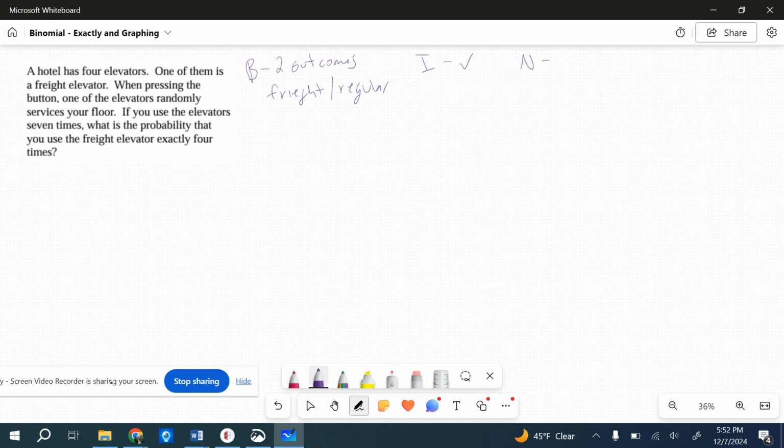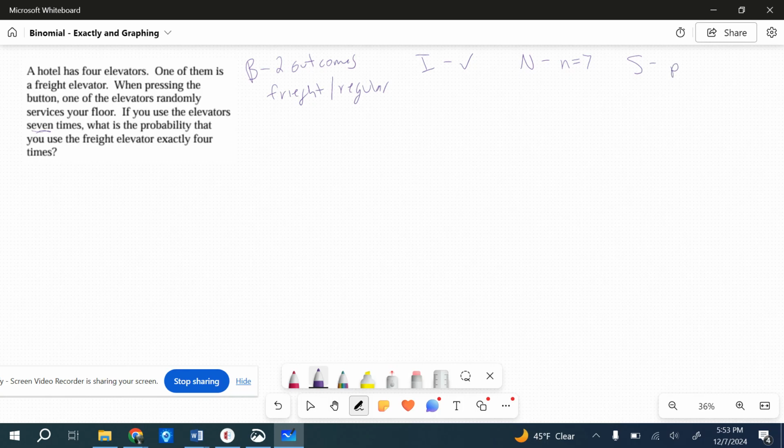N, is there a fixed number of trials? How many times am I going to call for an elevator? It says if you use the elevators 7 times. So I'm going to call for that elevator 7 times. And then S is the probability of success, which really is that P.